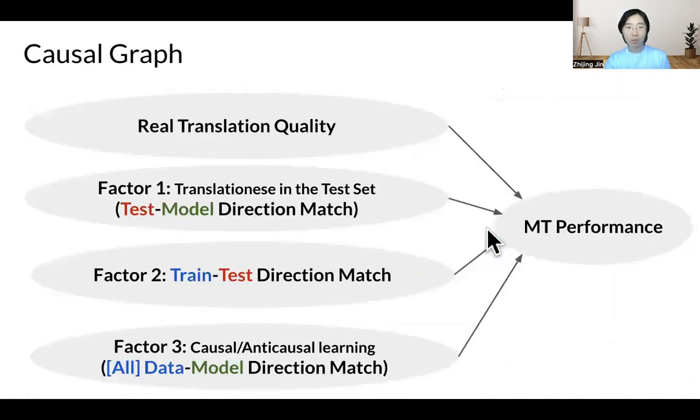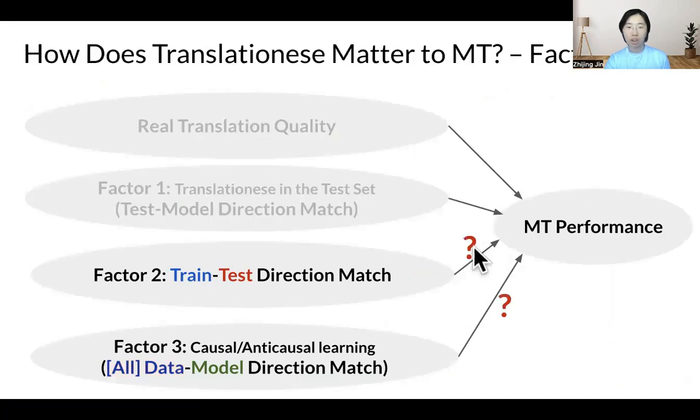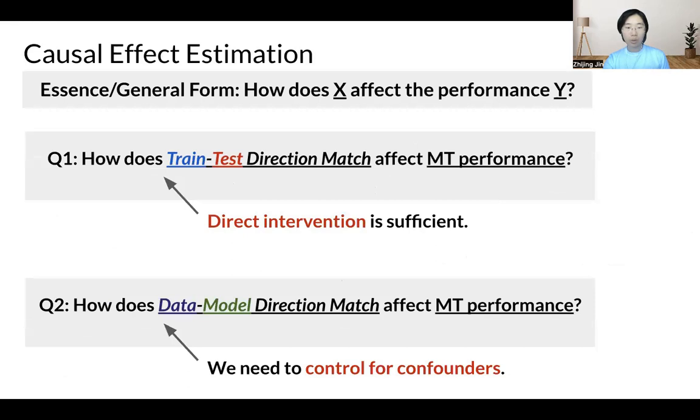So with this entire causal graph, we look into what are the effects of the two additional factors that we identified, train test direction match and data model direction match, to see whether this can provide an explanation on the different reports previously on how translationese affects MT performance. So in our paper, we answered two sub-questions.